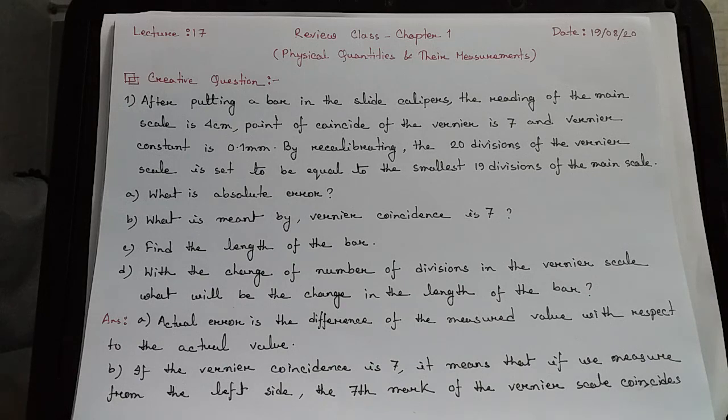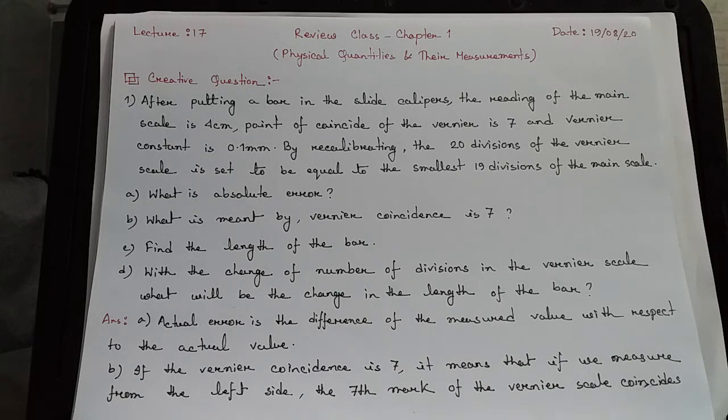Question number 1. After putting a bar in the slide calipers, the reading of the main scale is 4 centimeter, the point of coincidence of the vernier scale is 7, and the vernier constant is 0.1 millimeter. By recalibrating, 20 divisions of the vernier scale are said to be equal to 19 smallest divisions of the main scale. This is our stem, and what are the questions related to this one?